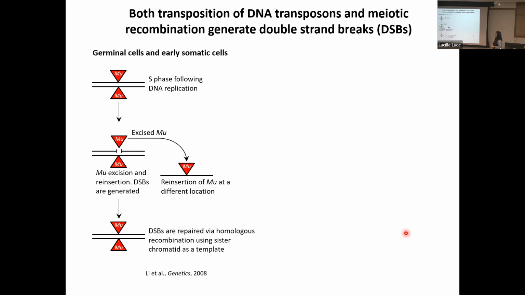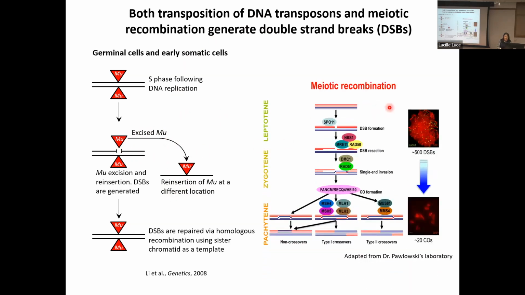The other thing we know is that during transposition, transposons create double-strand breaks, right? You can see this is just the example of a mutated transposon. When it jumps out, it creates a double-strand break. And we know that the first step of meiotic recombination is to produce double-strand breaks. So at that time I wanted to ask whether these breaks generated by the transposition of transposons can be used in the meiosis pathway to create more crossovers or not. That's the main question when I was a postdoc.